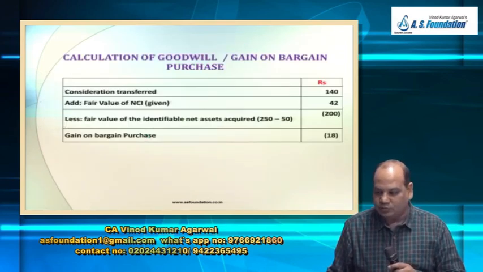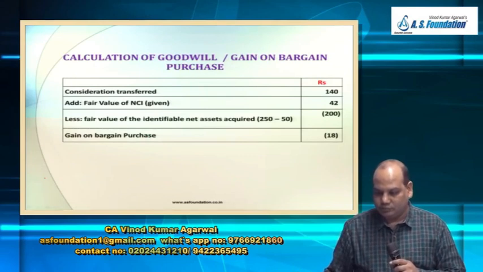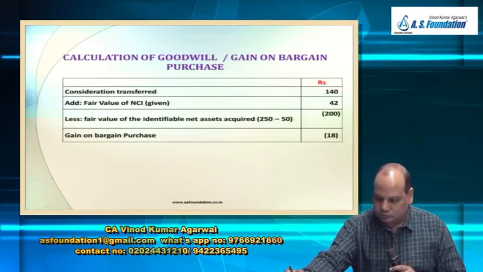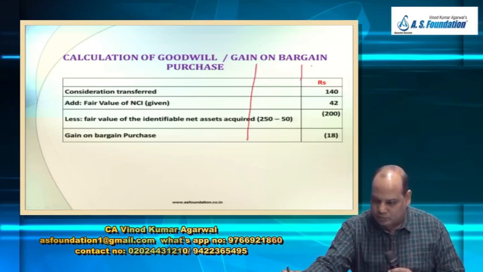So again write down calculation of goodwill or gain on bargain purchase. On the right hand side you draw two columns.